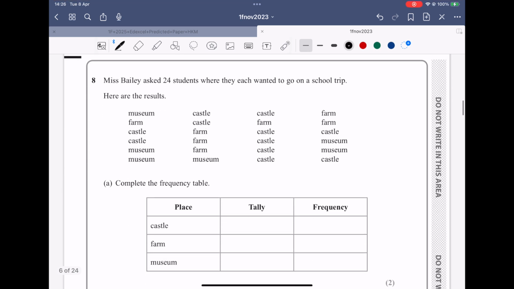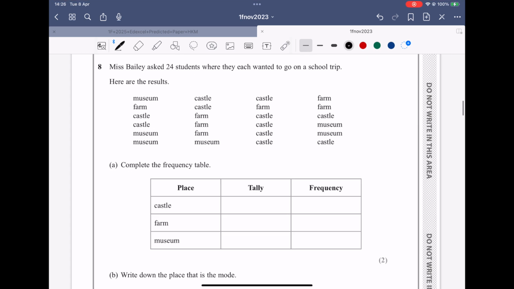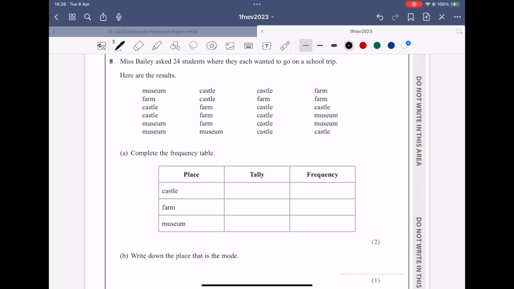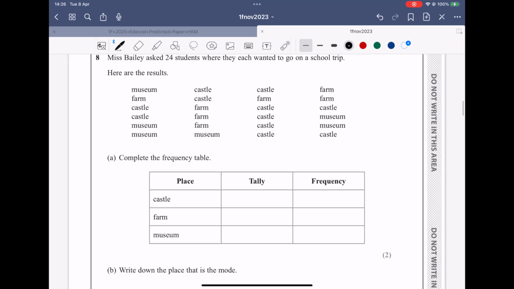Moving on. Miss Bailey asked 24 students where they want to go on a trip. I've just got to complete the table. We literally just need to go one at a time and cross it off. Takes a little while, but there we are. If you don't cross it off, you might make a mistake, and that would be really annoying because, not being funny, this isn't the most taxing question in the world. The irony if I make a mistake, by the way.